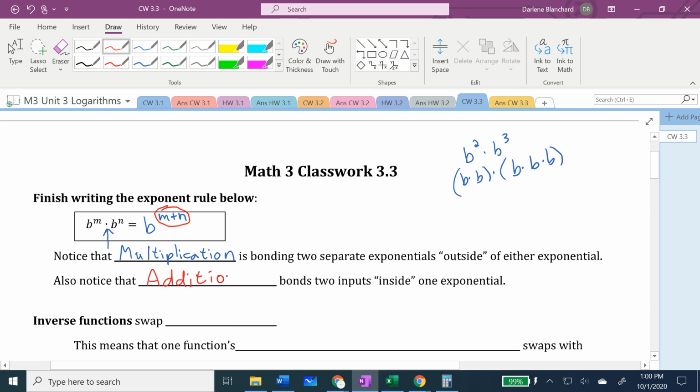Now, what do inverse functions actually do? They turn what's inside outside and what's outside inside.